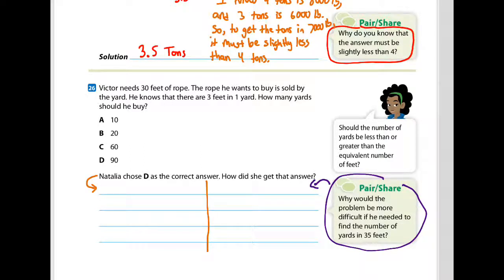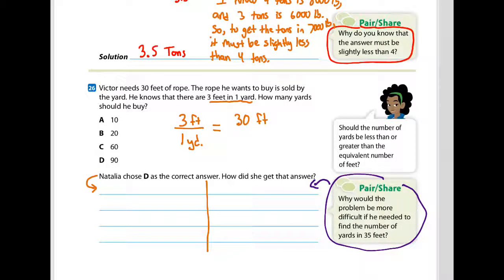All right, so let's talk about this one. This one says, Victor needs 30 feet of rope. The rope he wants to buy is sold by the yard. He knows that there are 3 feet in 1 yard. How many yards should he buy? So, here's what I'm going to do first. There's 3 feet and 1 yard. Now notice that is our rate because it's 3 over 1. All right. Now it says he needs 30 feet of rope. So he needs 30 feet.